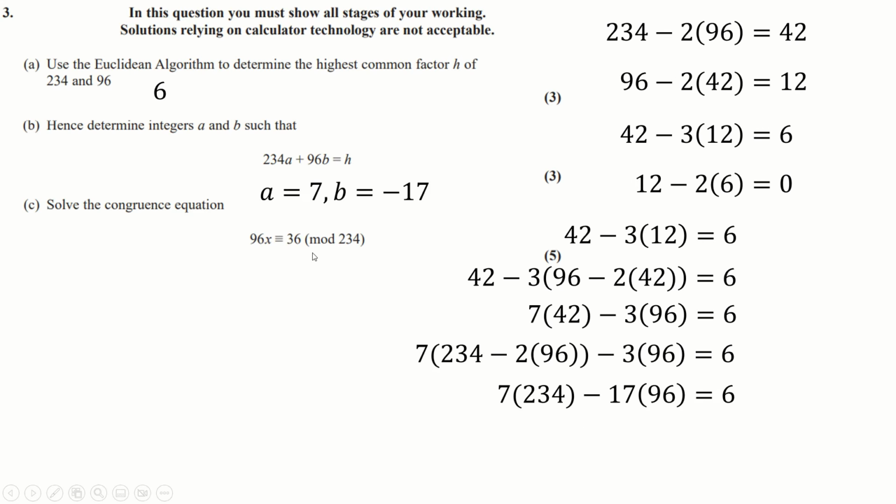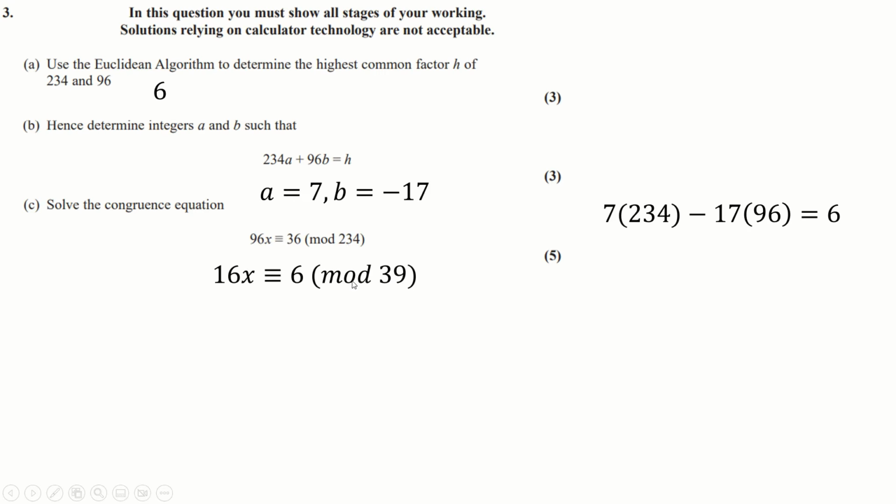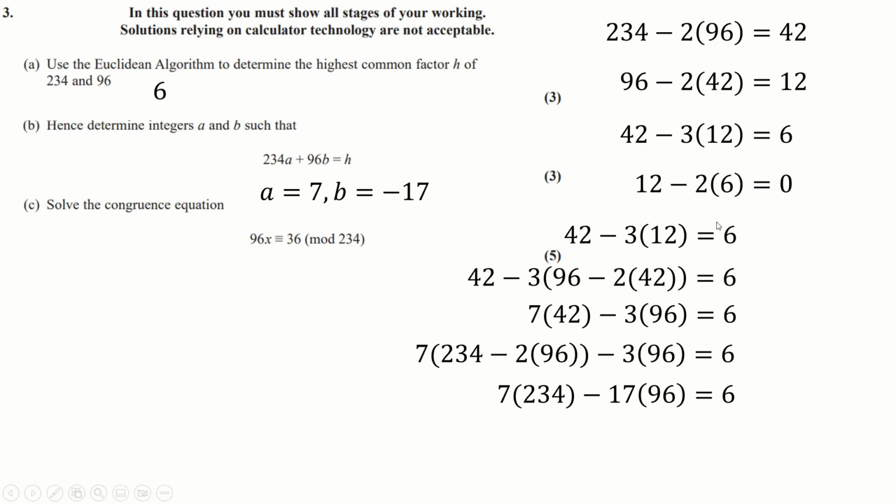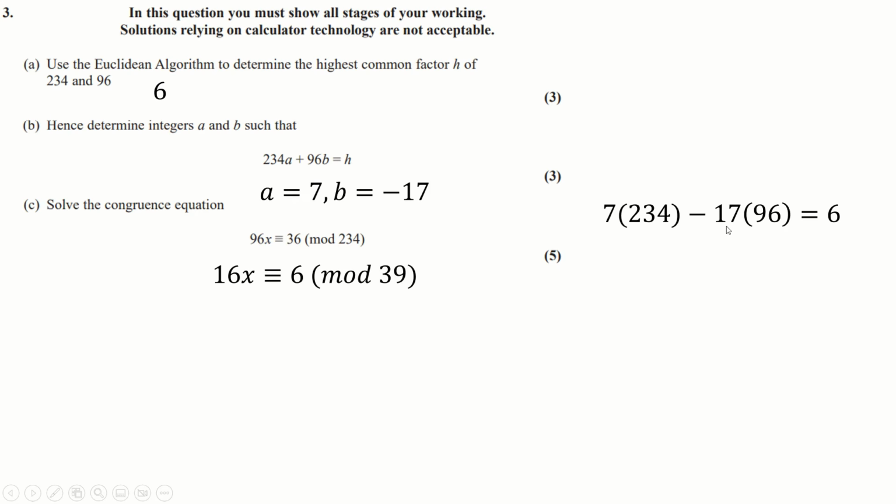Now solve this congruency equation here. 96 and 234 have a highest common factor of 6. Crucially, 36 is also divisible by 6. So I'm allowed to divide all 3 of those numbers by 6 to make this here. I've left this on the screen. We found it just earlier here because it's going to be useful, because if I divide all 3 of these terms by 6, I make this. Similar to what I was doing there.